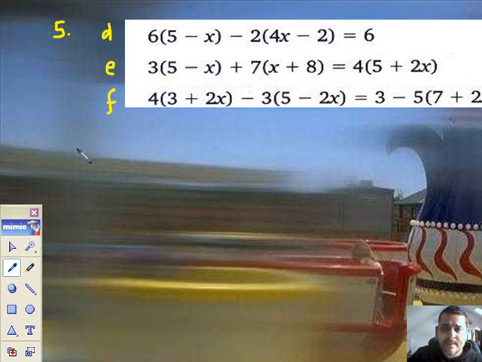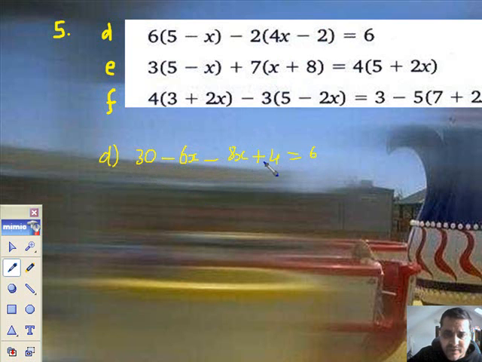I'll do this first. So if I do D down here, right, multiply out the brackets. 6 5's are 30. 6x's is 6x, so that's negative. Then I've got to minus 2 times 4 minus 8x. Minus 2 times minus 2 is plus 4, and that comes to 6. Please study that. Minus times a minus is plus.